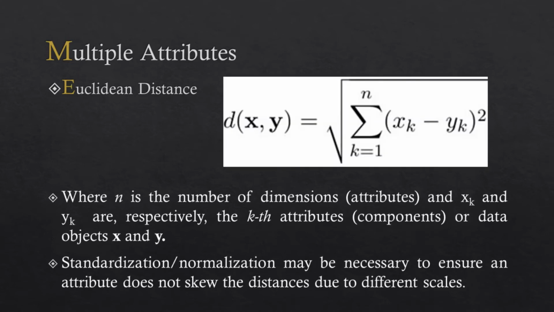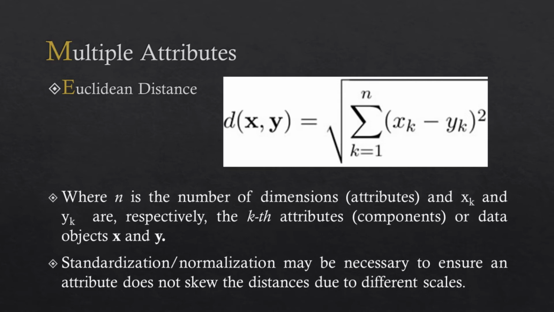Euclidean distance. Ito naman yung unang halimbawa ng pag-solve ng distance. Ito ay based sa Pythagorean theorem. So, according sa formula para ma-solve ang distance, distance of x, y is equal to square root of summation of k equals 1 to n of x sub k minus y sub k squared, where n is the number of dimensions or attributes and x sub k and y sub k are respectively the kth attributes or components of data objects x and y.